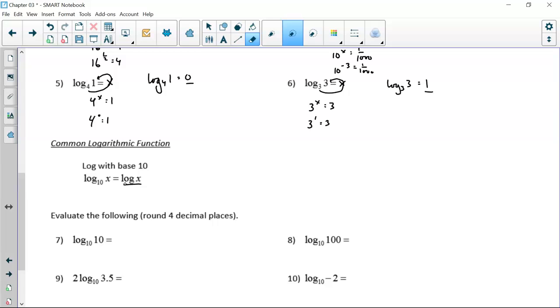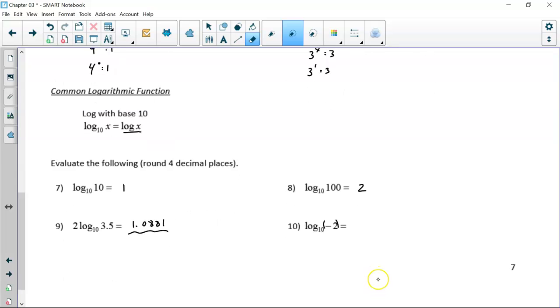So now, use your calculator. You can actually just hit the log of 10, and you're going to get 1. For number 7, log base 10 of 100 is 2. 2 times the log of 3.5 is 1.0881. We rounded that.